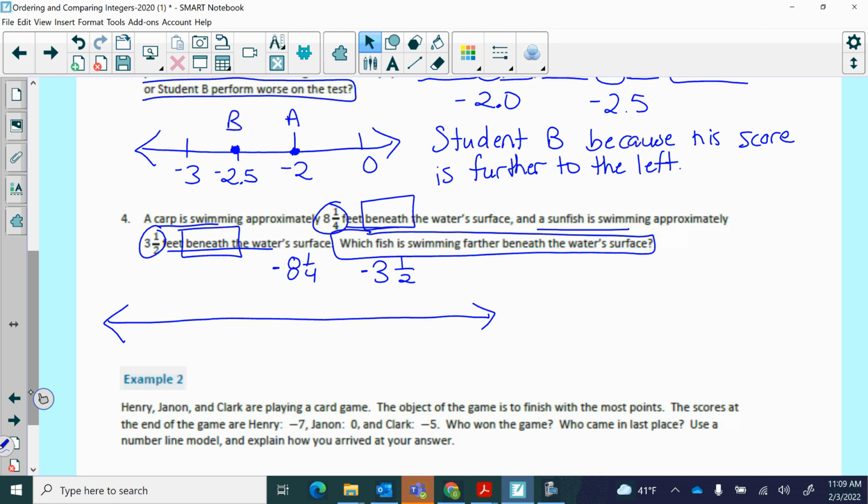So let me ask this again. What side of 0 are these numbers going to come on? The left. So I have 0, and then I'm going to start counting from 0.